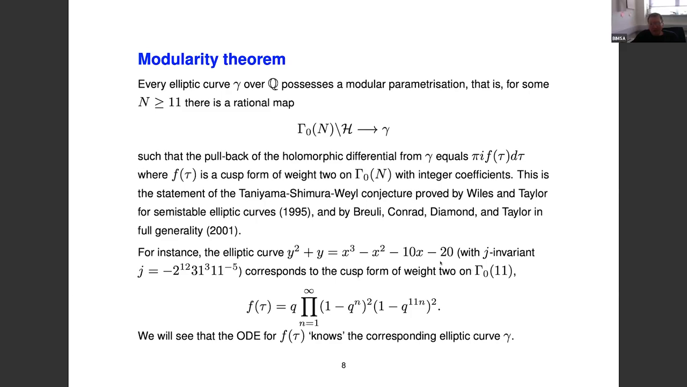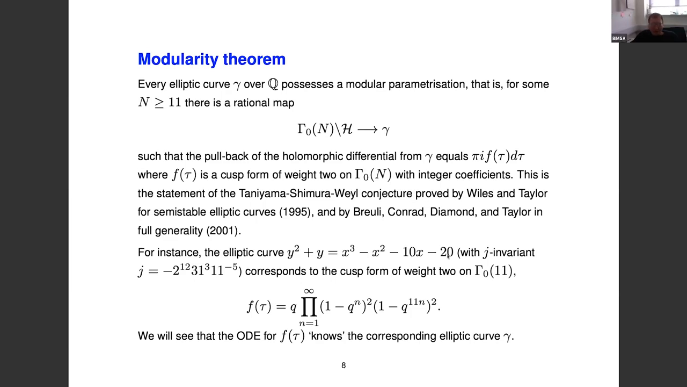And it's the pullback of this differential. I will show you how to explicitly construct this map from H factored by gamma 0 of 11 to this curve gamma, explicitly in terms of this function, at the end of my talk. So in fact, what we will see is that if we write the third order differential equation for this modular form, we will somehow recover this elliptic curve. In other words, the differential equation for F knows the corresponding elliptic curve.